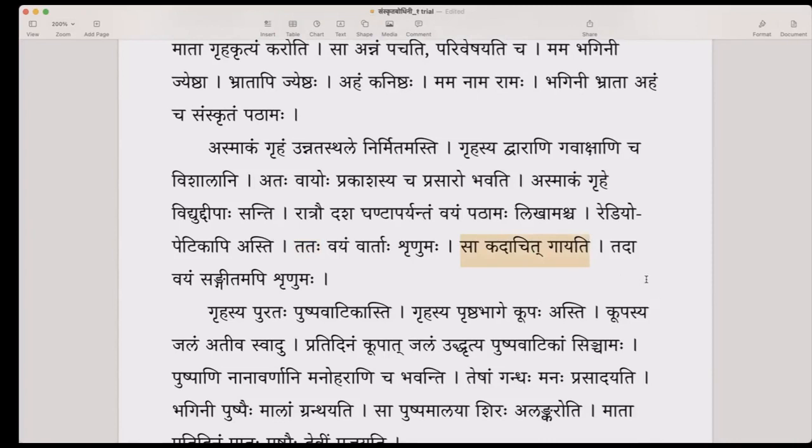Next one. Sa kadachit gayati, sometimes she sings. Sa gayati, she sings. Petika is feminine, that's why we have Sa Kadachit Gayati. So, radio petika kadachit gayati. I'm confused, who is the new character who has come here? Sa gayati, I know.